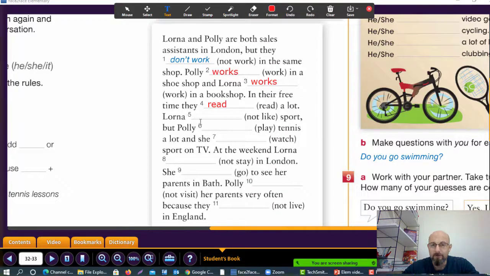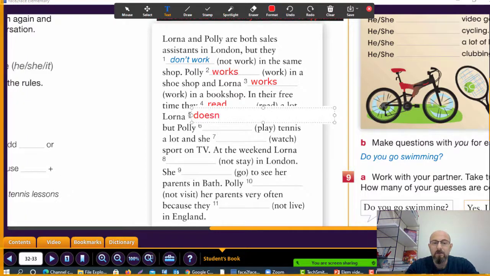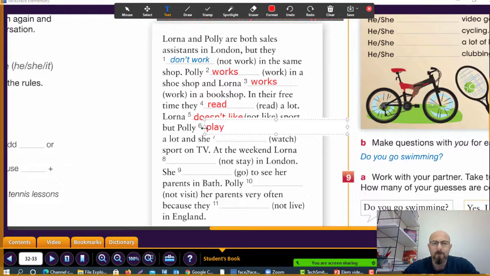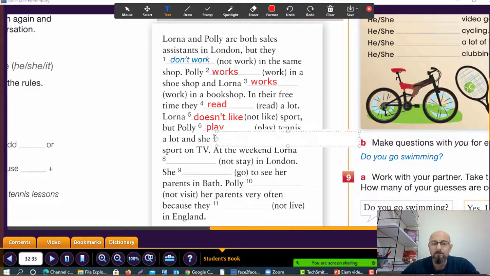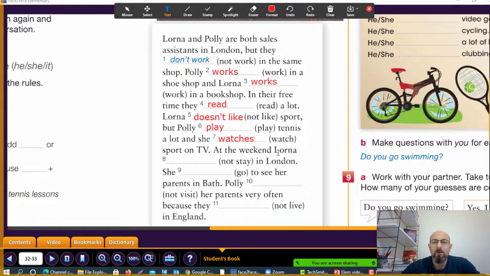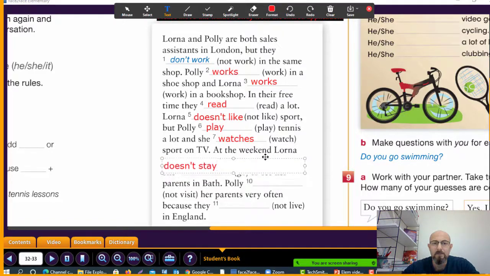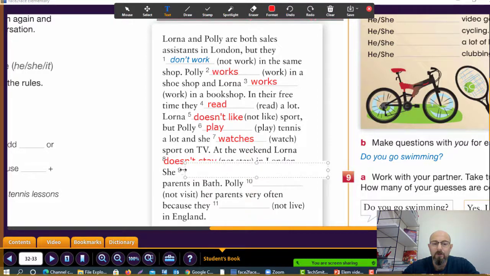A lot. Lorna, not like. Lorna, negative. She, what's negative? Good, doesn't. Doesn't what? Doesn't like. Good. But Polly, positive, play. Good. And she, watch. She watches, good. Okay. At the weekend, Lorna, not stay, negative. Good. Doesn't stay. Doesn't stay, good. And she goes.